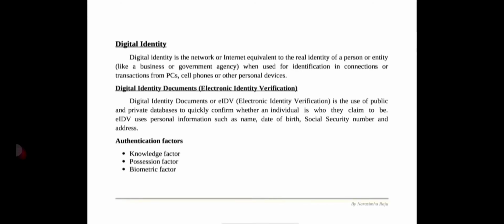And coming to the digital identity documents. Digital identity documents are EIDVs, that is, electronic identity verification, which is the use of public and private databases to quickly confirm whether an individual is who they claim to be. Digital identity documents use personal information such as name, date of birth, social security number, and addresses. The result of trying to confirm the individual's identity could be a match, non-match, or partial match.